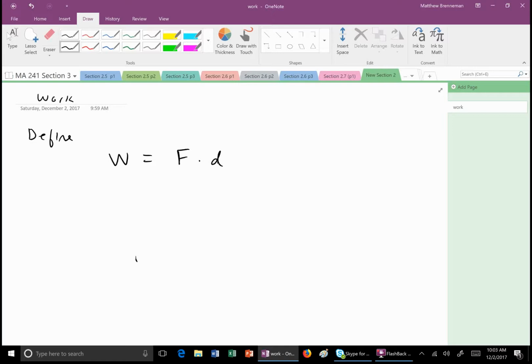Now, there's a little trick with this definition to be careful about. First of all, we're assuming that the force is constant. So this is the force exerted on the body. This is the distance the body has moved. But there's another little implicit fact here, which is that we're assuming that the force is going in the same direction as the body's moving. So the force is being applied in the direction that the body is moving. So this is a force exerted on the body in the direction of the body's movement.